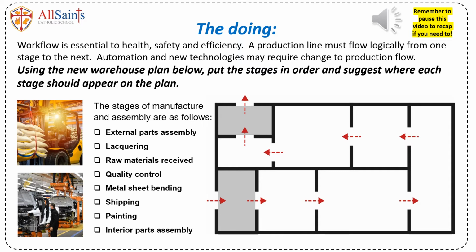We have external parts assembly, lacquering, raw materials received, quality control, metal sheet bending, shipping, painting, interior parts assembly. So this might be a typical manufacturing company. You need to decide what step goes first. You see the little red arrow at the bottom left? What would be the first thing that happens at the factory? And follow through the arrows to the end, where the product then gets sent out to the customers. Do remember, you can pause the video here so that you have time to do that.